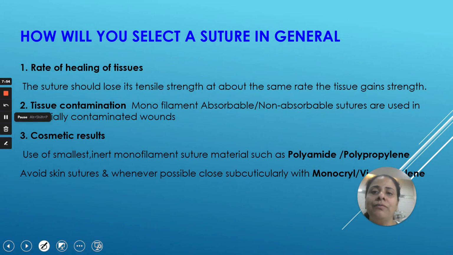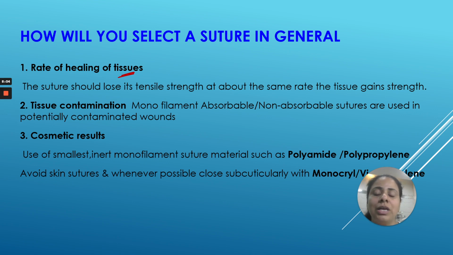So how will you select a suture in general? You will select it according to the rate of healing of the tissue. If the tissues are healing slowly, you need a suture which retains its tensile strength for a longer period of time. Suppose you are suturing the skin, it should retain its tensile strength for say 2 to 3 weeks. But if you are suturing in the oral cavity, 7 to 10 days are enough.